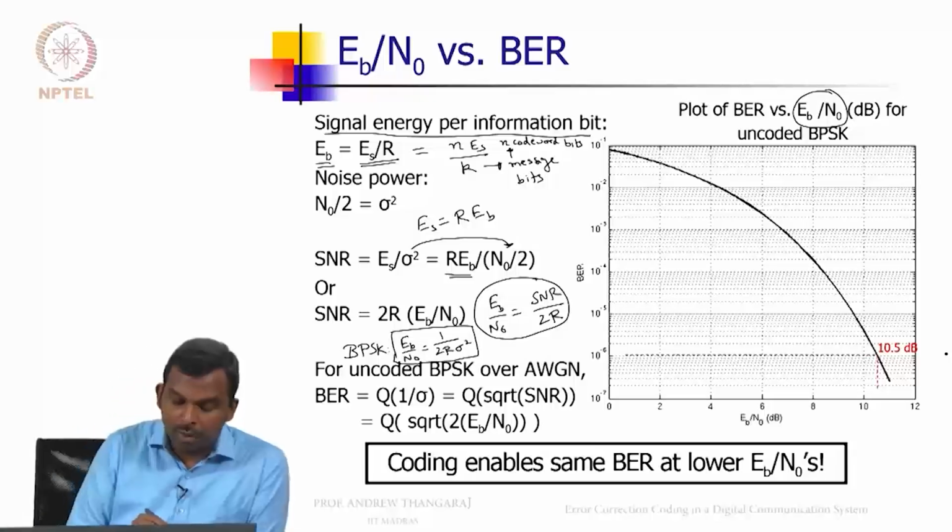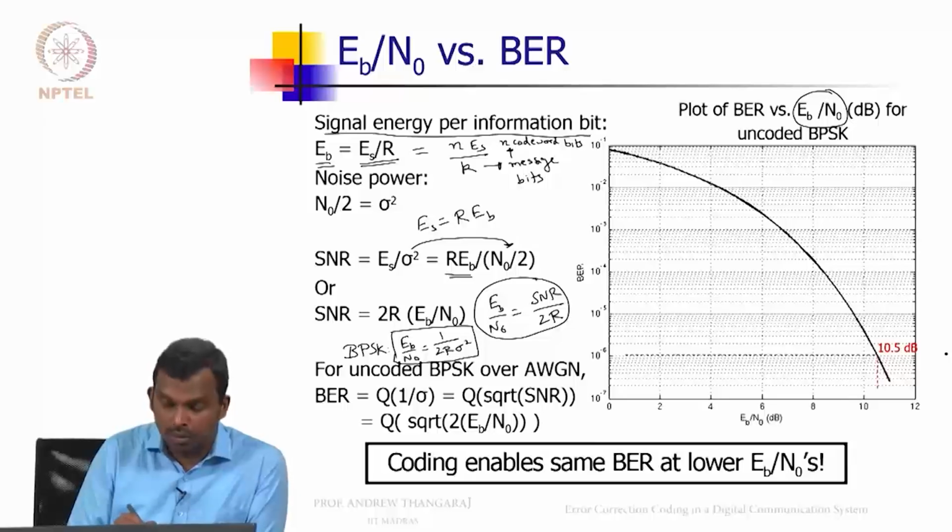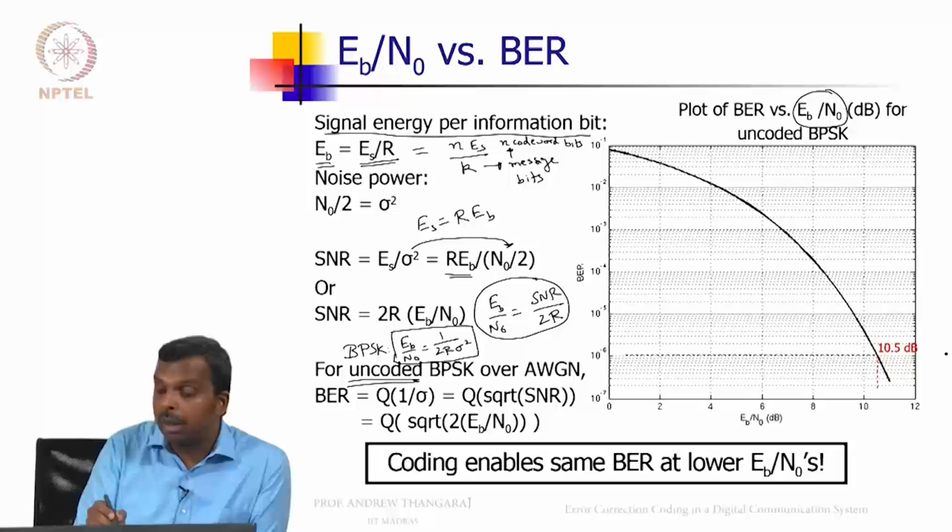Now, you can convert your BER versus SNR formula into Eb over N naught, and you will get an additional factor of 2, because for uncoded the rate is 1. So, your SNR is 2 times Eb over N naught, and that is what you have here.